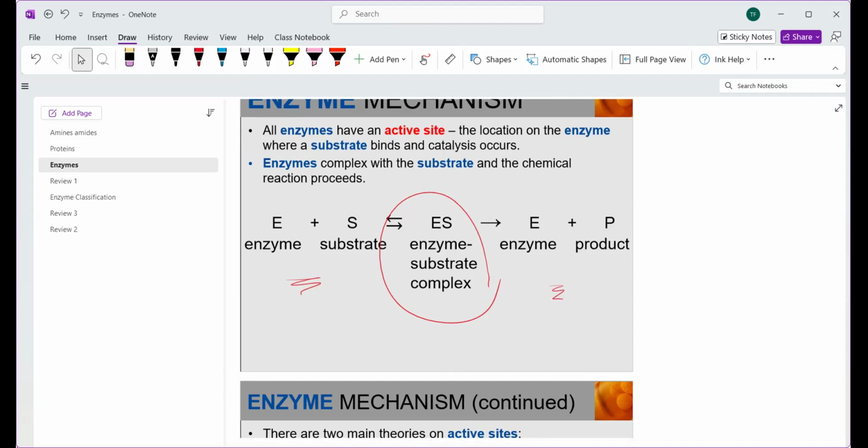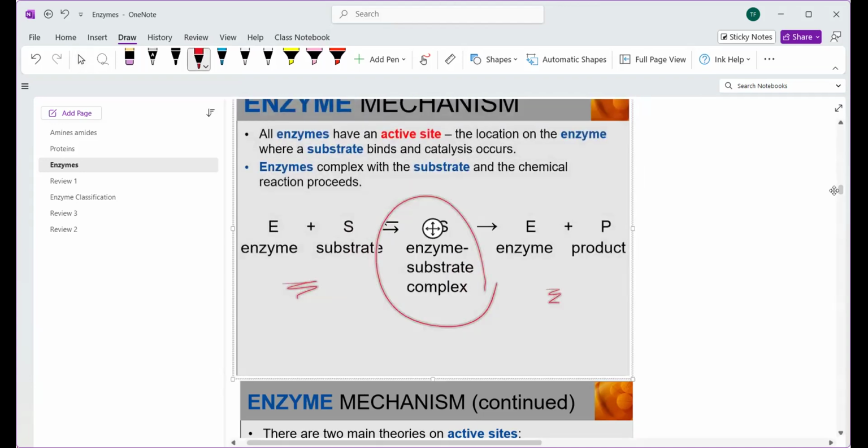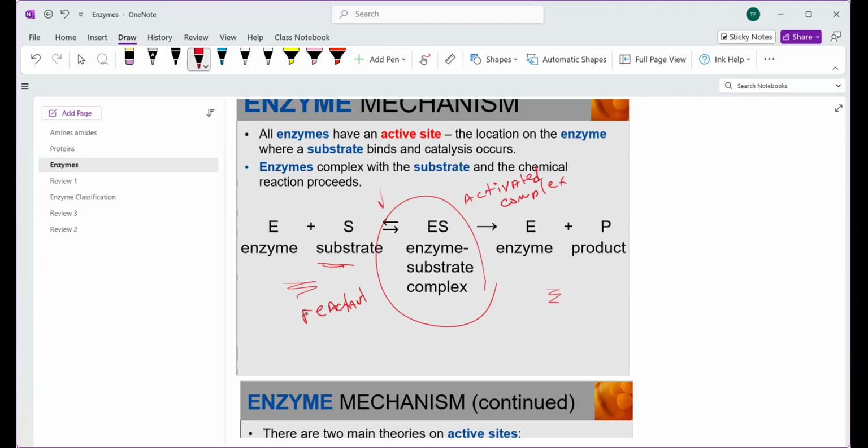Now the magic happens in an enzyme at something called an active site. The active site is where the substrate enters. In biochem language, a reactant is called a substrate. So when the substrate enters the active site, they form a complex, which is the activated complex, and then products are formed. Now, again, notice this is a two-way street here. Once the enzyme substrate complex is formed, reactants will reform and products will form, depending on the stability of each.